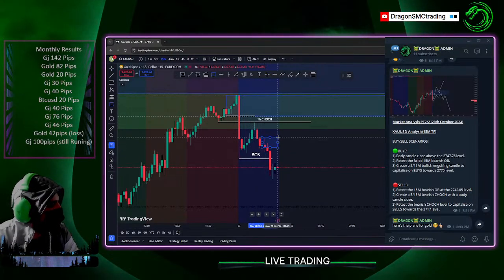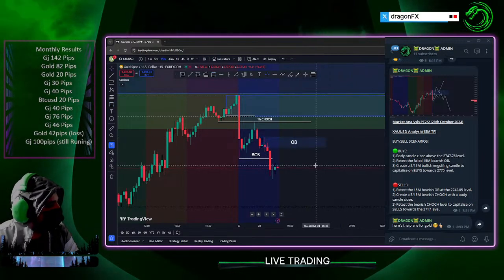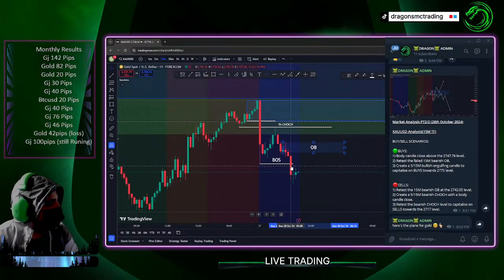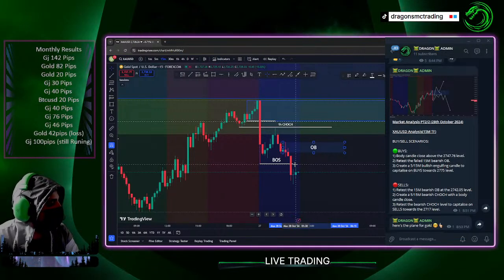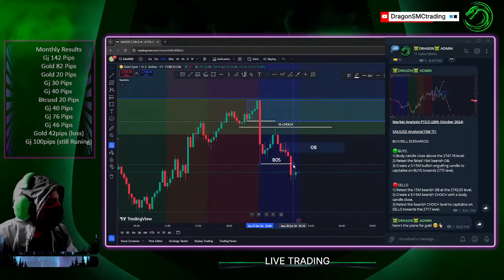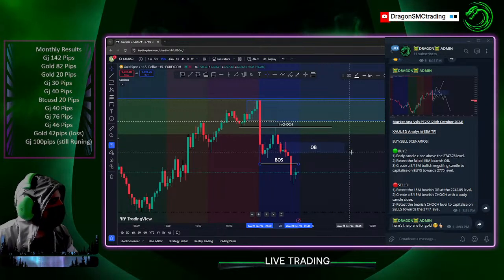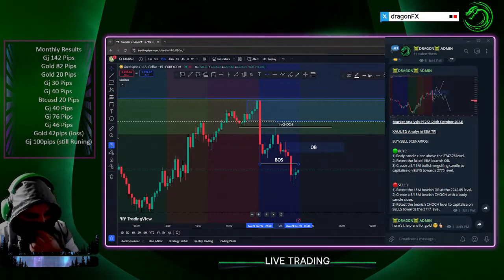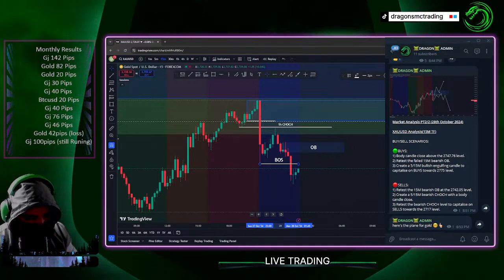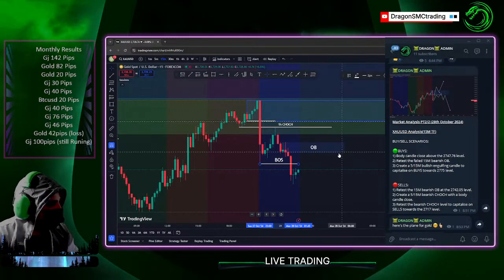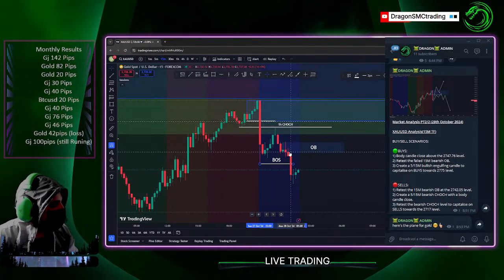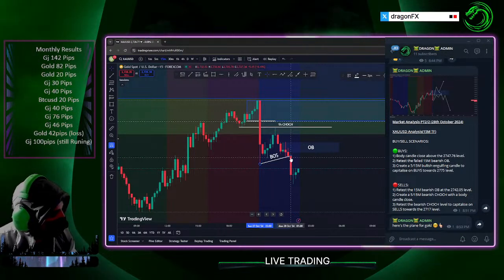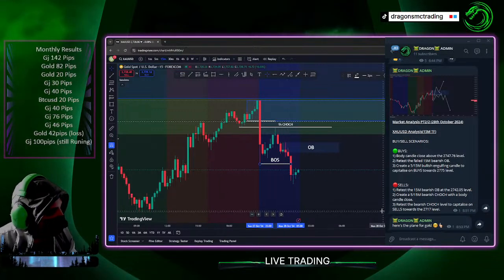All right, so price created this bearish 15-minute OB right before breaking structure low right here at this level at 2730.34. So this is the BOS that was created right after creating this 15-minute bearish OB. And now we have this OB and the BOS that price created at 2730.